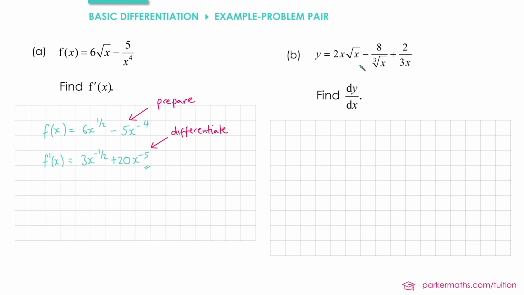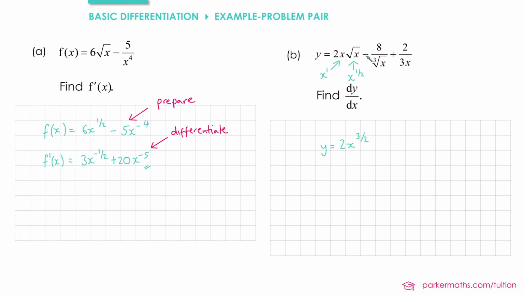Let's take a look at part B. Once again, we need to prepare it for differentiation first. Let's look at how to deal with this first term. We have x on its own. For the purposes of tidying this up, we might want to think of this as x to the power of 1. And then the root x is x to the power of 1/2. And so if we're doing x to the power of 1 multiplied by x to the power of 1/2, we need to add those powers. And that gives us 2x to the power of 3 over 2.